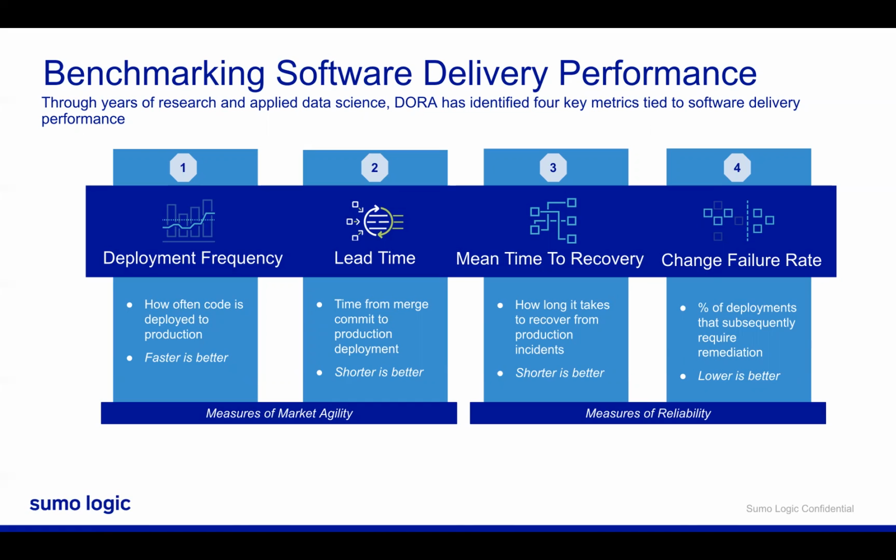Then if you talk about the reliability part of it, mean time to recovery: if there are any incidents or bugs, how easily and in how short a period of time you can find the root causes and get them rectified. Of course, shorter is better. And then the change failure rate, which is the percentage of deployments that require remediation. Of course, in this case, lower is better.